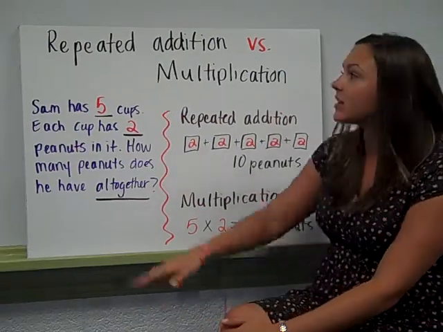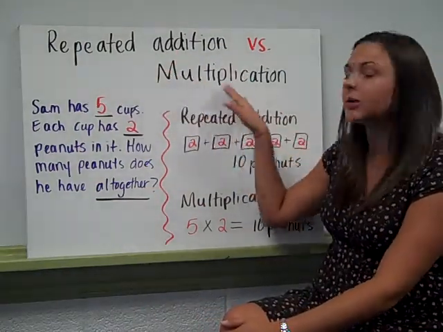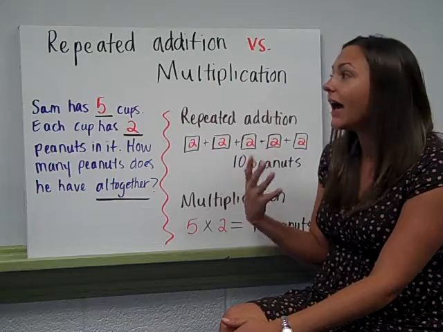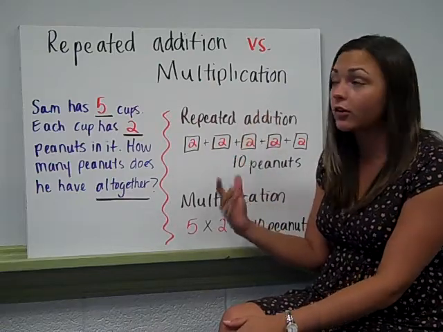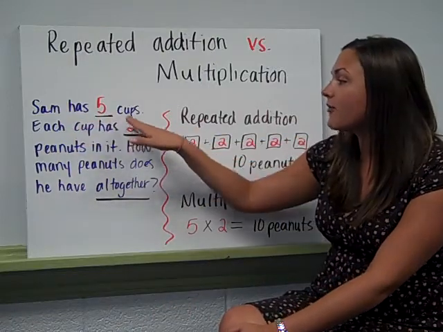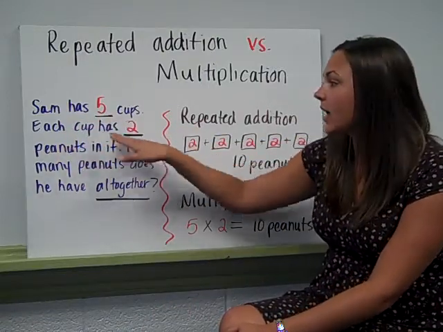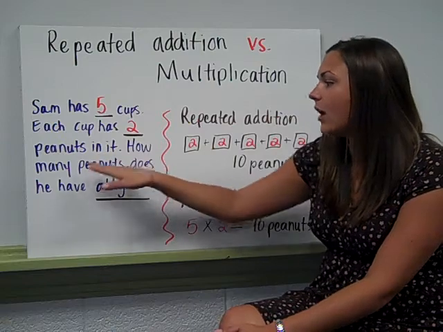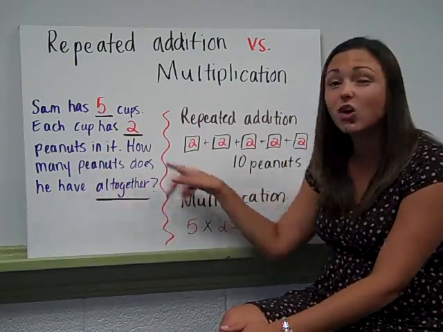All right, this video is repeated addition versus multiplication, and we're going to take a look at how these two relate to one another. So I have a problem here. Sam has 5 cups. Each cup has 2 peanuts in it. How many peanuts does he have all together?